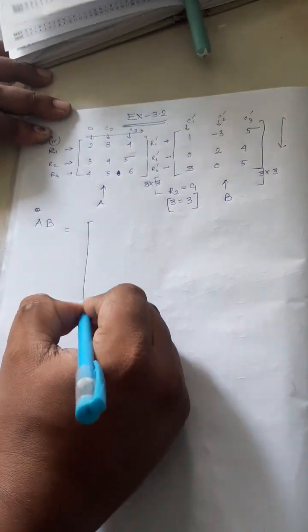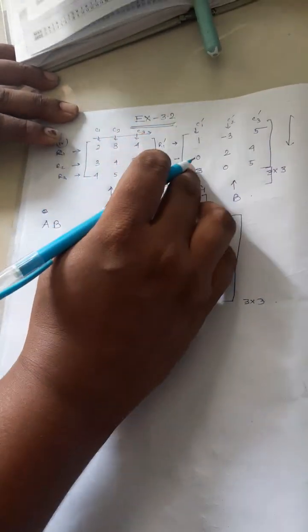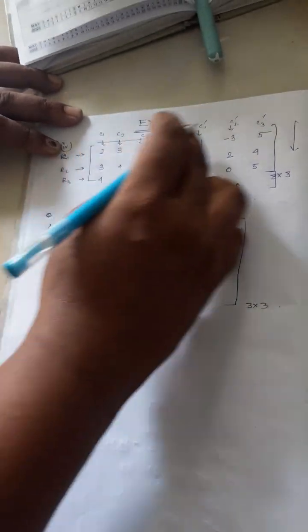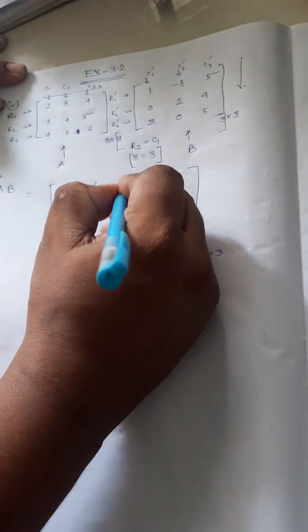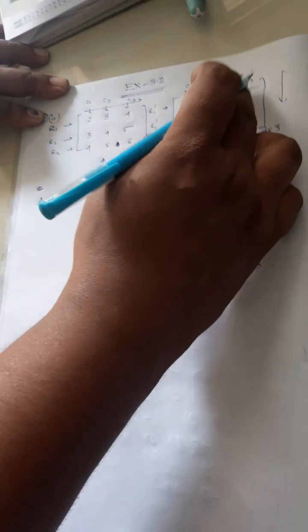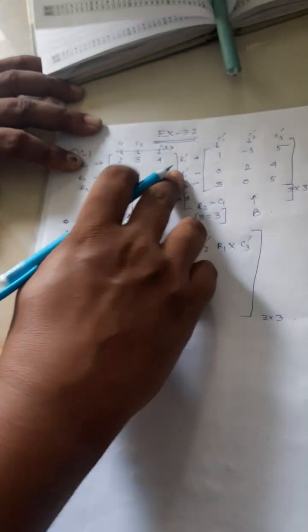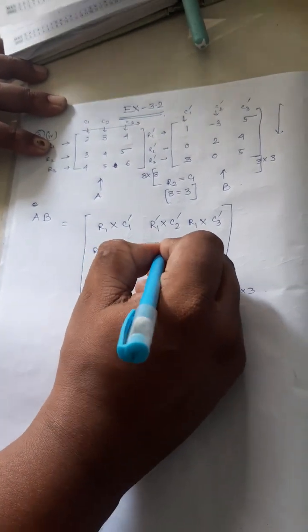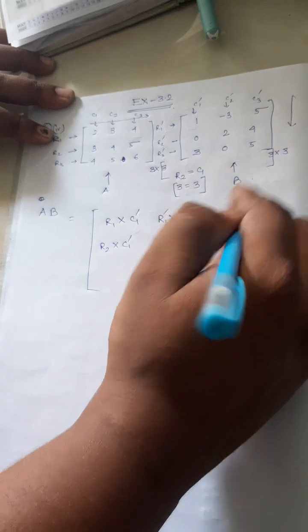How to find out? First, the element we need to write, 3 cross 3. First, row and column. So, first row, first column. That means R1 will be multiplied by C1 dashed. Then R1 will be multiplied by C2 dashed. Then R1 will be multiplied by C3 dashed. Then R2 will be multiplied by C1 dashed. Then R2 will be multiplied by C2 dashed. Then R2 will be multiplied by C3 dashed.